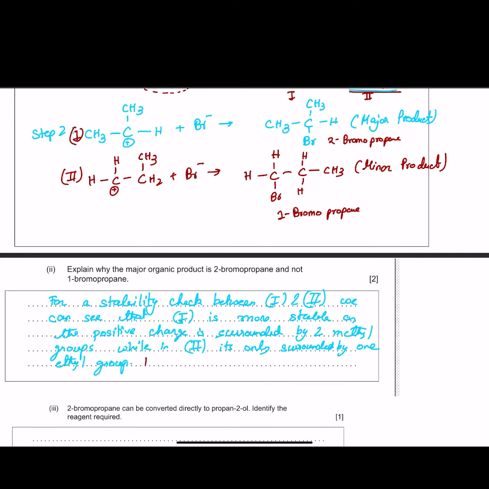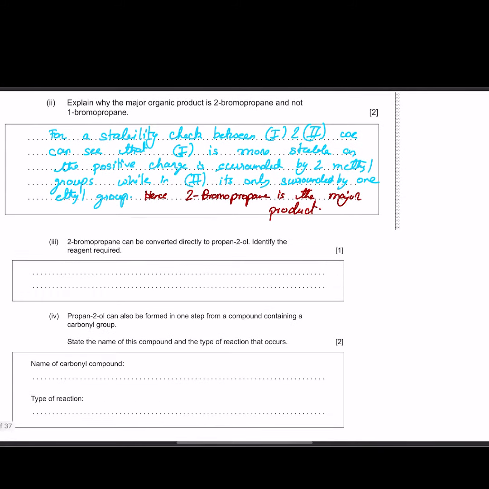Hence, 2-bromopropane is the major product. That should be the answer to part 2. Now, 2-bromopropane can be directly converted to propan-2-ol. Identify the reagent required. You can just use SN1 or SN2 reactions. So any compound that gives OH minus will be our answer. So the answer can be either NaOH, it can also be KOH.